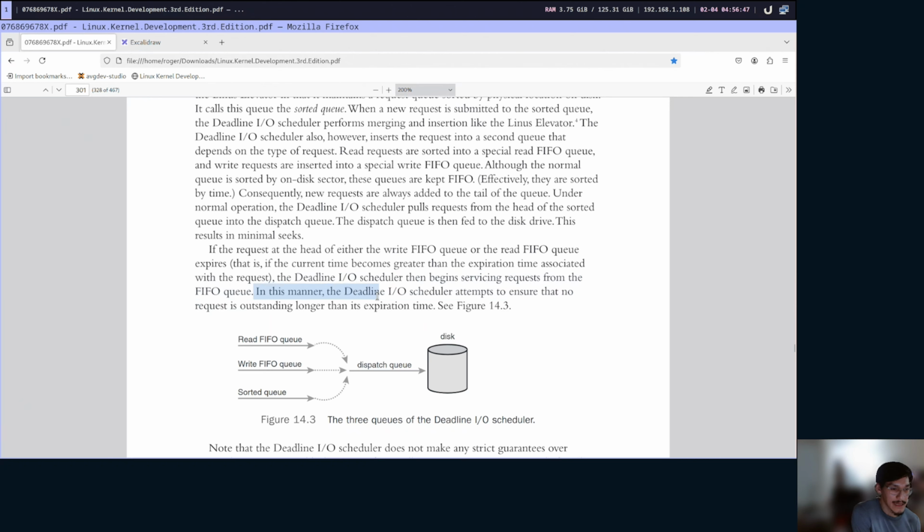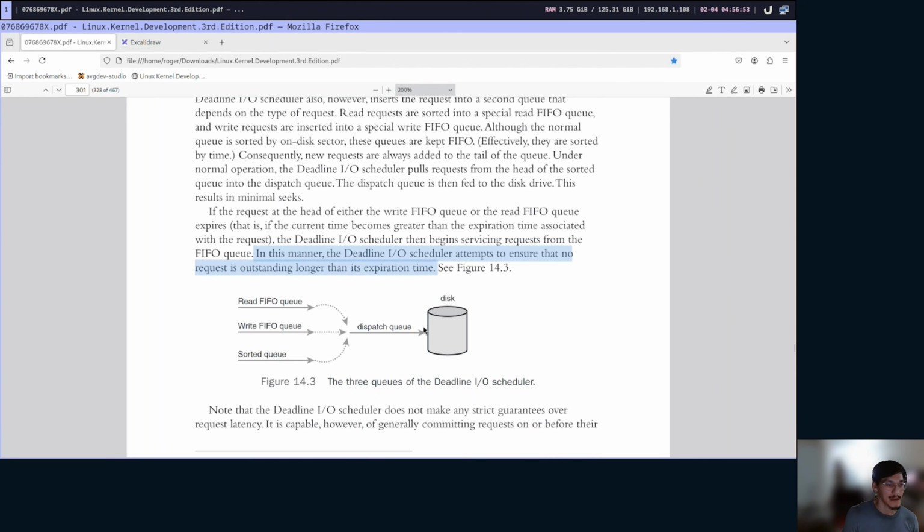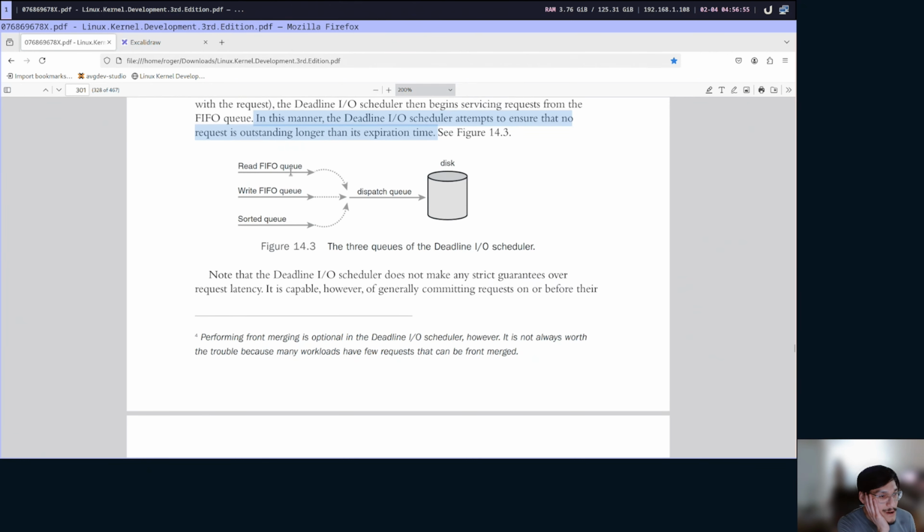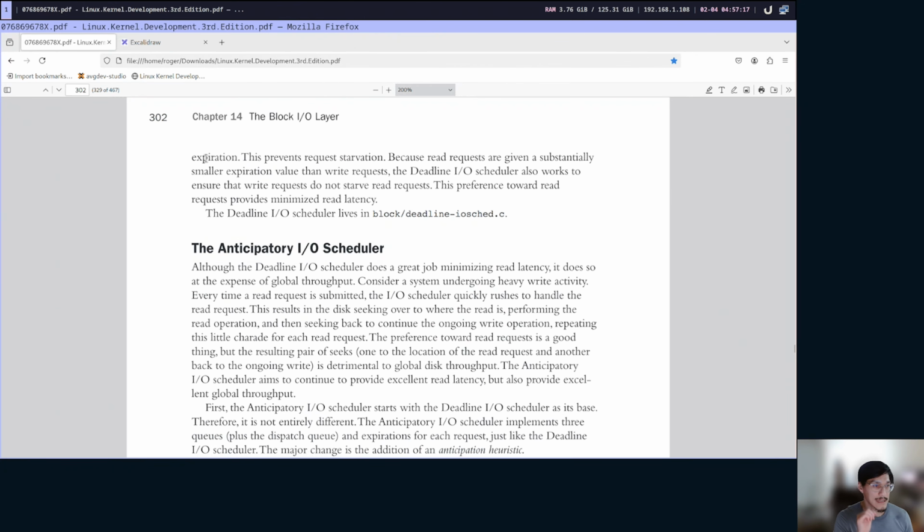In this manner, the deadline I/O scheduler attempts to ensure that no request is outstanding longer than its expiration time. So you have 1, 2, 3 queues here, one for reads, one for writes, and then a sorted one, and they all go to the fourth final queue that will actually go to disk. Note that the deadline I/O scheduler does not make any strict guarantees over request latency. It is capable, however, of generally committing requests on or before their expiration.